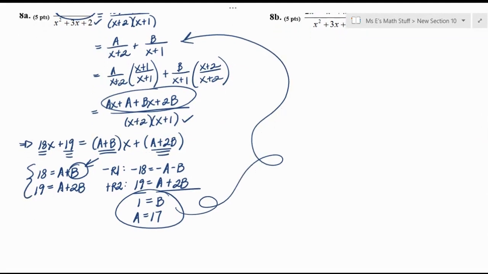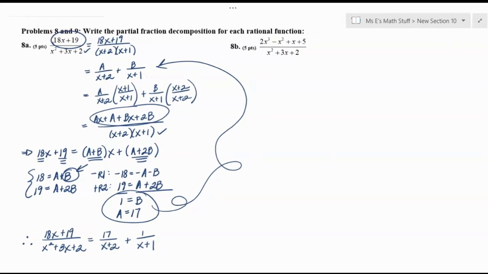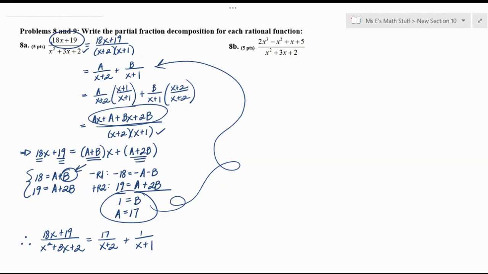And so your conclusion could be that 18x plus 19 over x squared plus 3x plus 2 is equal to, let's see, 17 over x plus 2 plus 1 over x plus 1. There we go. Now, if you need to hear about partial credit, here it is.